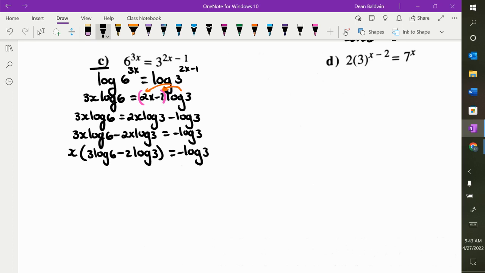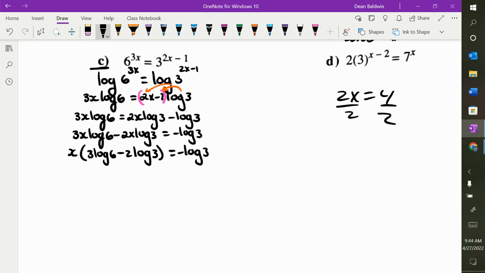Everybody okay with that? This is important because you will do it on almost every question. We're good? All right. How do I get x by itself? Divide. If I had 2x is equal to 4 and I want x by itself, I divide by 2. This thing here is just a constant. It looks gross because it's got logs all in it, but it's still just a constant.